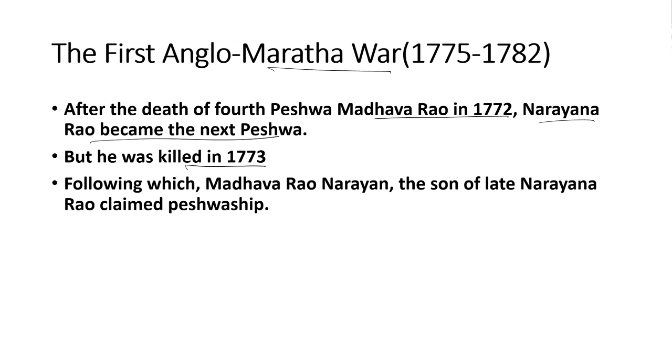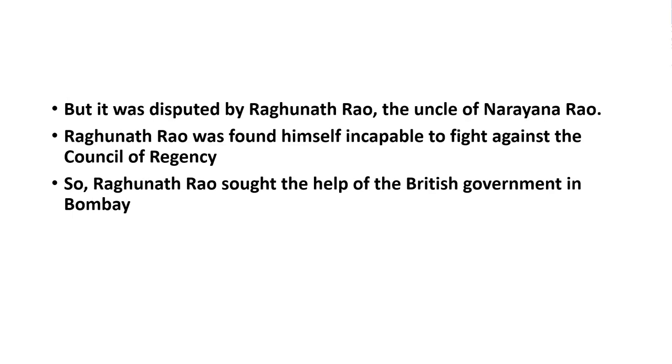After the death of Narayan Rao, two persons came forward demanding Peshwaship: the son of the late Narayan Rao, Madhava Rao Narayan, and Raghunath Rao, the uncle of Narayan Rao. Raghunath Rao was incapable of fighting against the Council of Regency headed by Nana Fadnavis, the Chief Minister of Pune. So, Raghunath Rao turned his attention towards the British for help to become the next Peshwa.